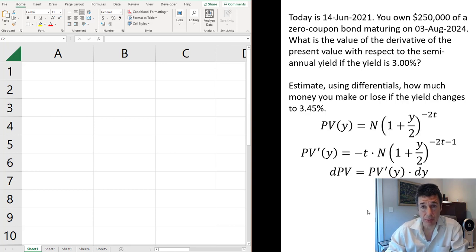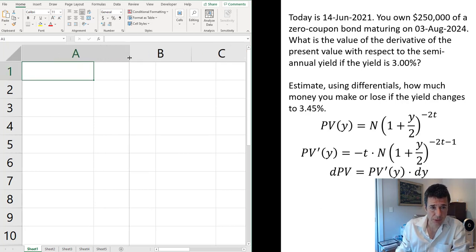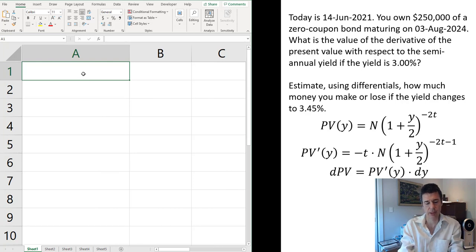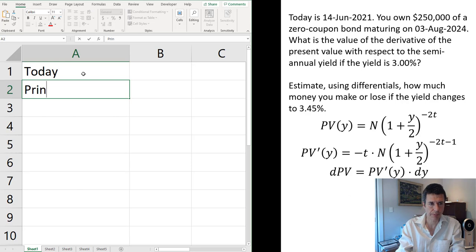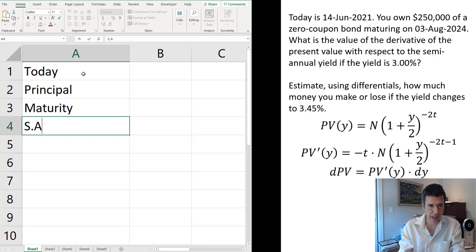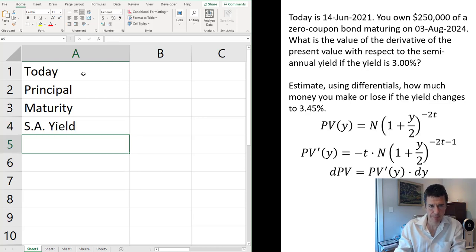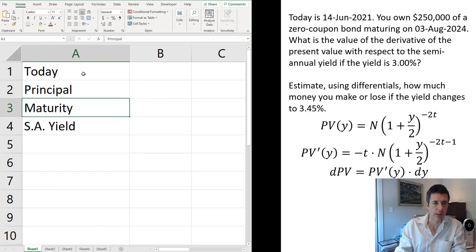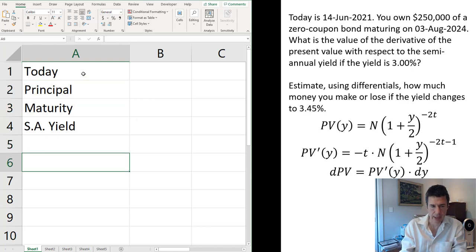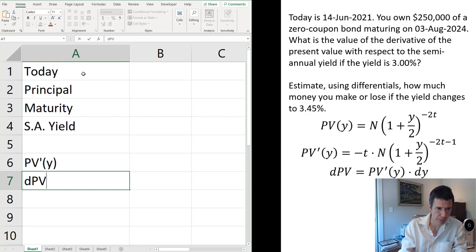I'm going to do this problem in Excel because it's a little bit easier to set up and do the calculations. You're more than welcome to use your calculator as well. So let's set this up. We've got today, the principal, the maturity, and our semi-annual yield. And then, what are we trying to calculate? We're trying to calculate PV prime of y, and then we're trying to calculate dPV.